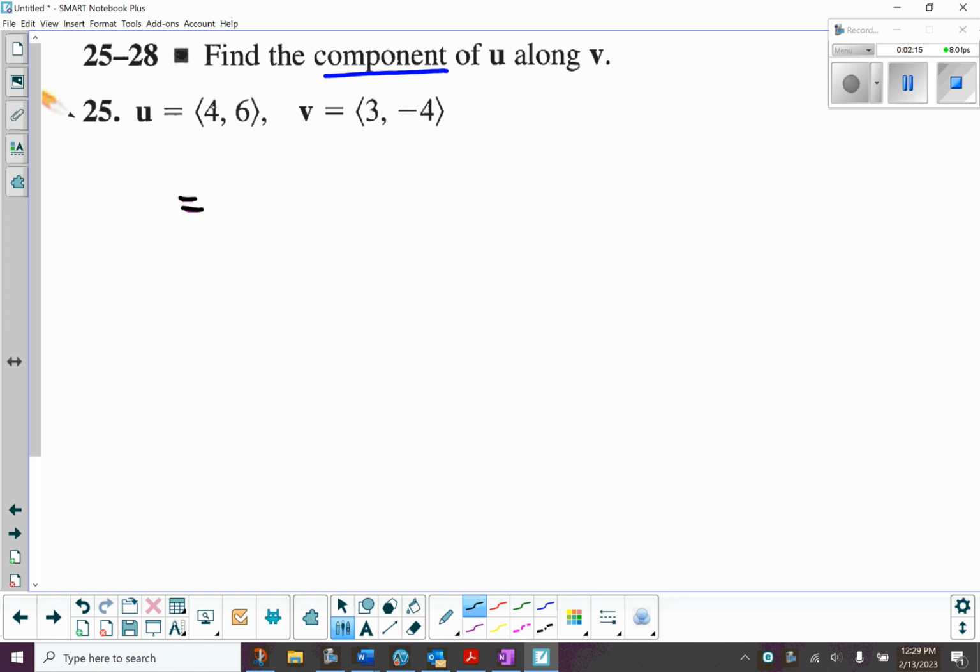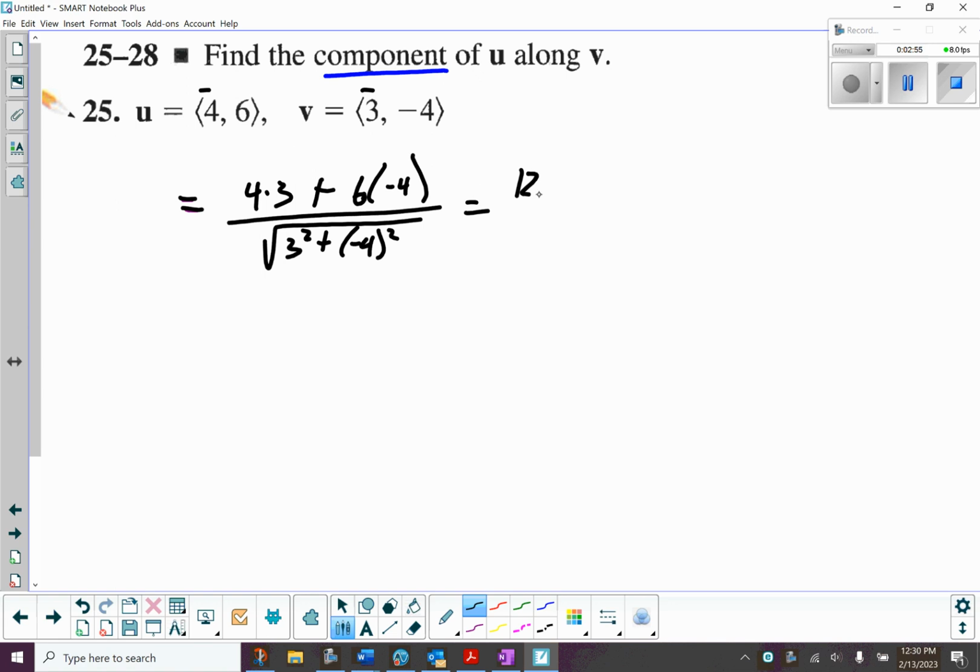We're going to match up a coordinate and a coordinate. Take 4 times 3. We're going to match up b coordinate and b coordinate, 6 and negative 4. We're going to multiply, we're going to add. Then we're going to take the magnitude of vector v, which means 3 squared plus the negative 4 squared, and take the square root. Gee, that combination of numbers sounds familiar. All right, so let's crunch the numbers then.